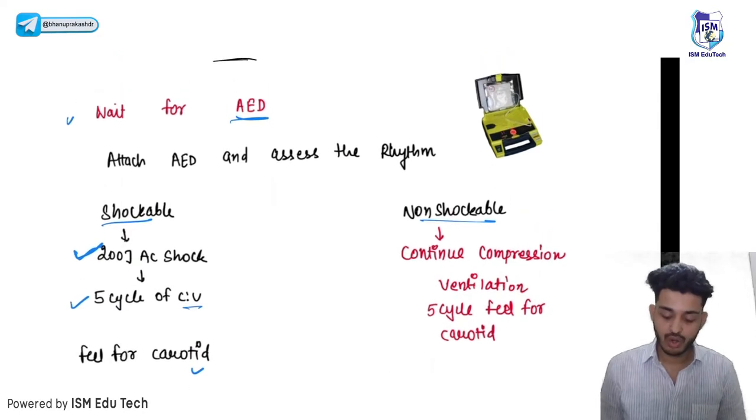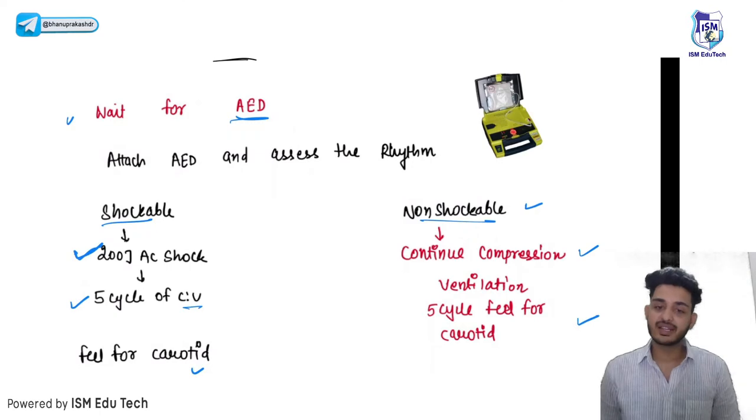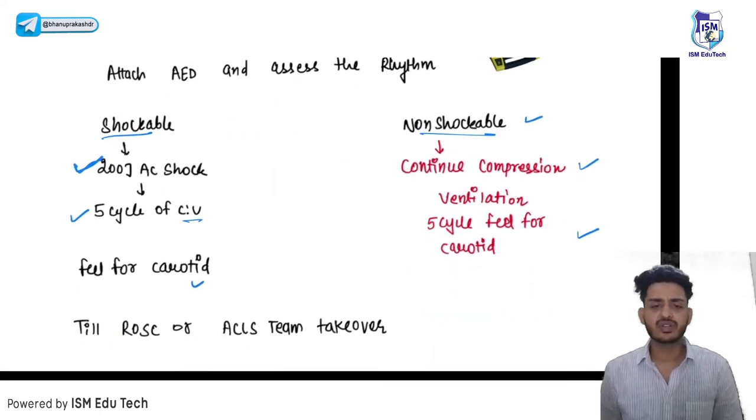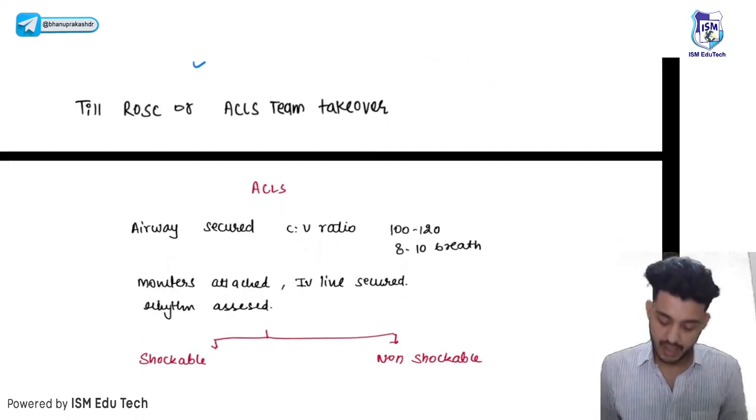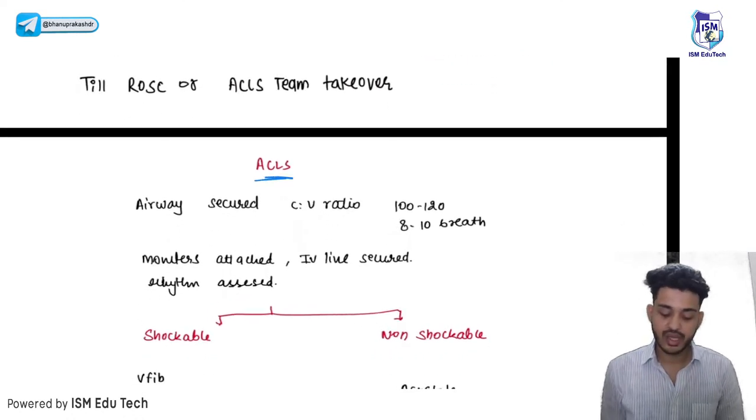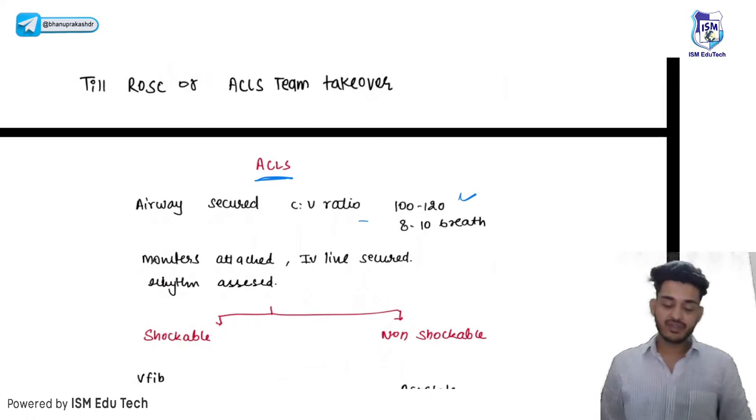But if it is not shockable, then you will continue the compression and ventilation 5 cycles again, then feel for the carotid pulse. Okay, now what will happen? The ACLS team will come, advanced cardiac life support. First thing they will do, they will secure the airway. And then same thing after securing the airway, same thing will be done.